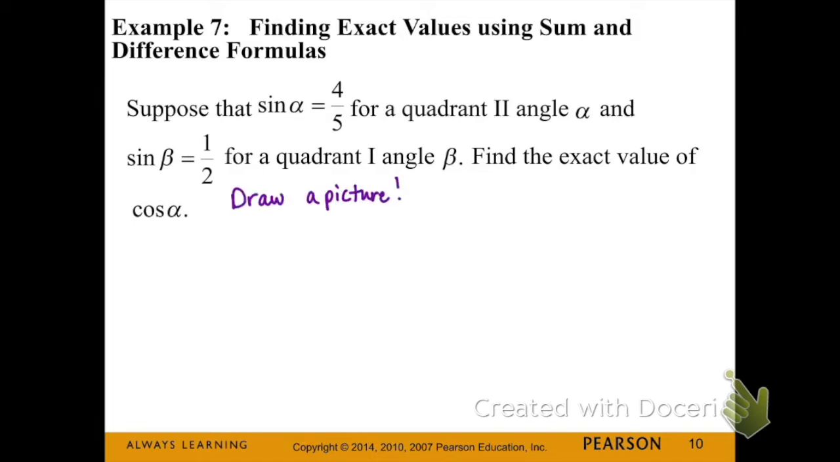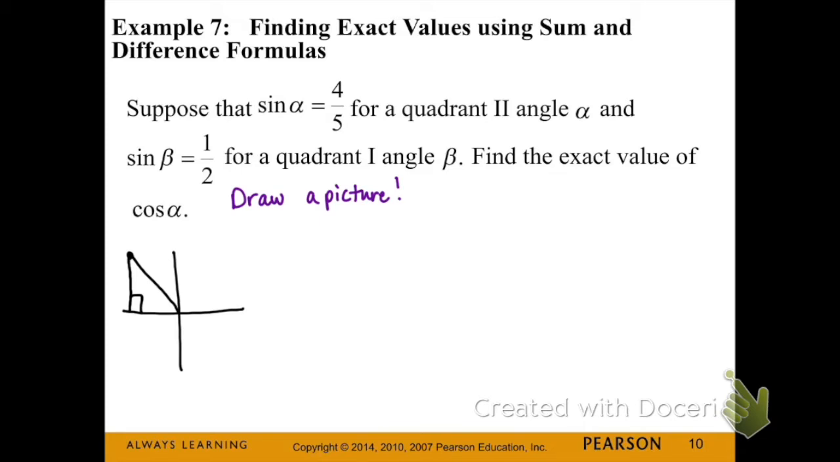Anytime a problem gives you sine or cosine of an angle equals a fraction and then tells you which quadrant it's in, I want you to make sure that you draw a picture. So let's start with drawing a picture that uses the information sine of alpha equals 4/5 and it's in quadrant 2.